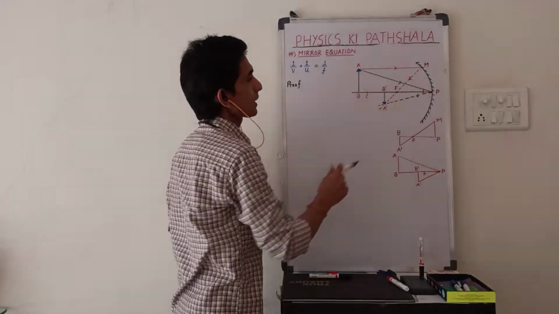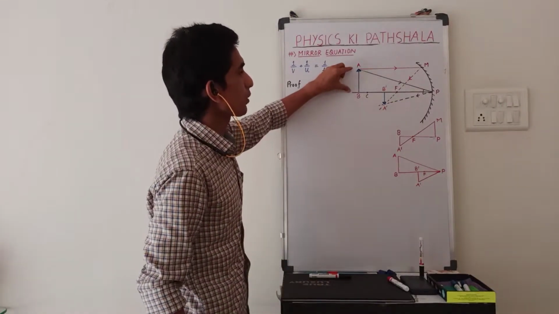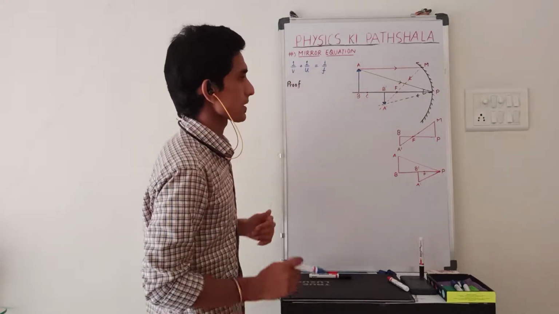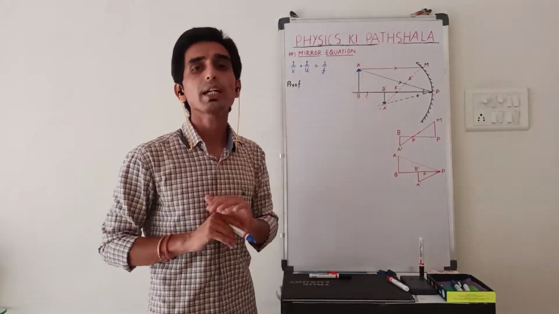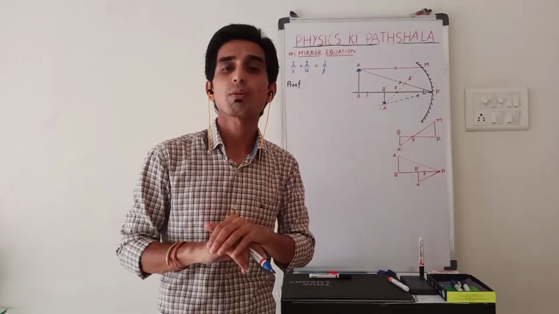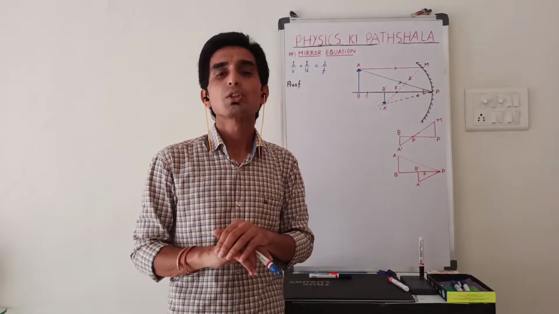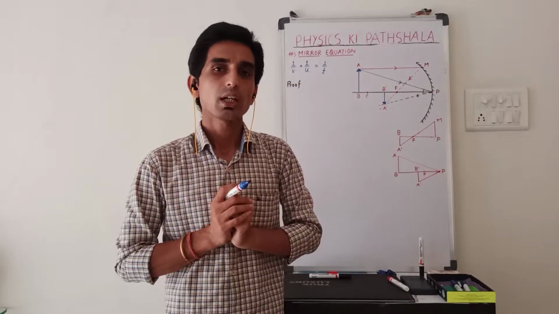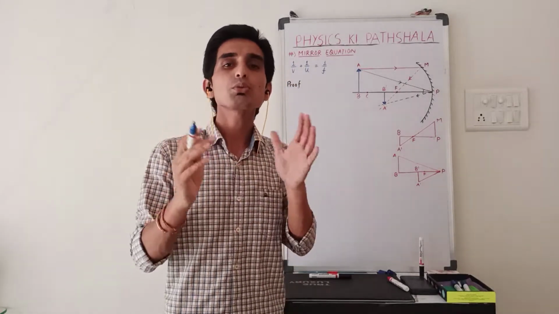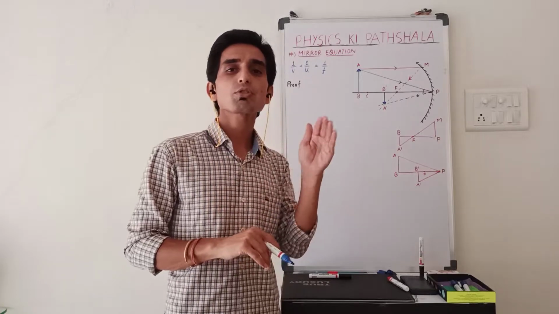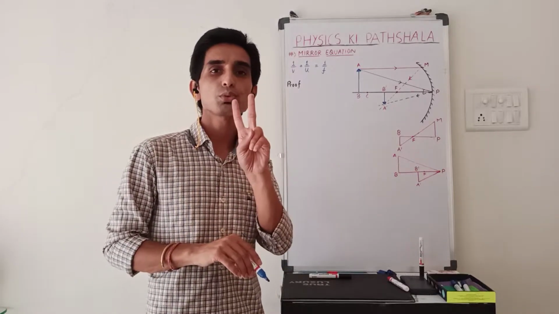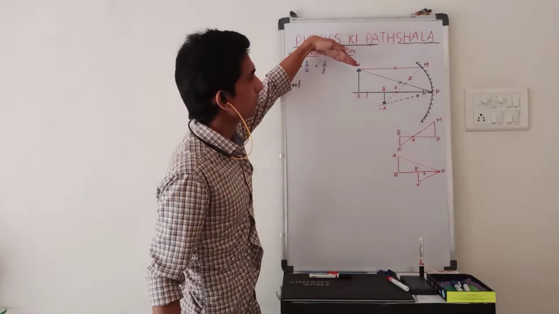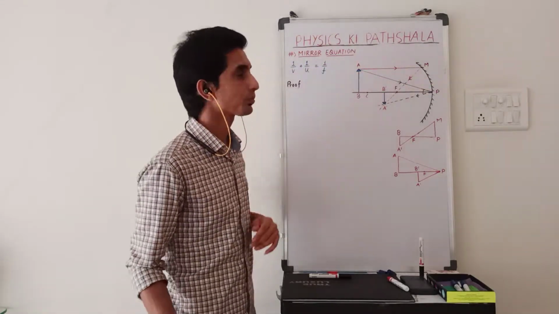Now for this concave mirror, I have kept an object AB upright on the principal axis. We know that to form the image of an object, we need to show at least two rays. Those two rays can be any two rays, but for the sake of convenience here we have taken one parallel to the principal axis and one passing through the pole.